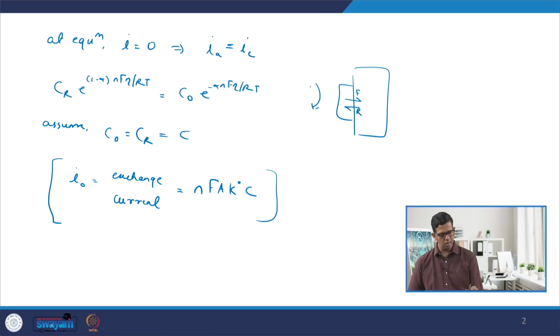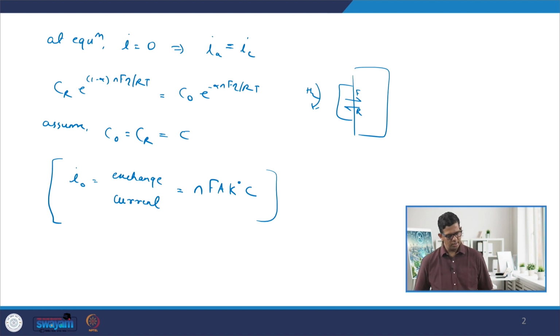Hello and welcome back. So we were looking at the Butler-Volmer equation through different reaction kinetics, and we considered one electrode, hydrogen electrode in this case, and then we formulated the equations for forward current and the reverse current, and we are trying to find out the net current, which is the difference between the forward and reverse currents.